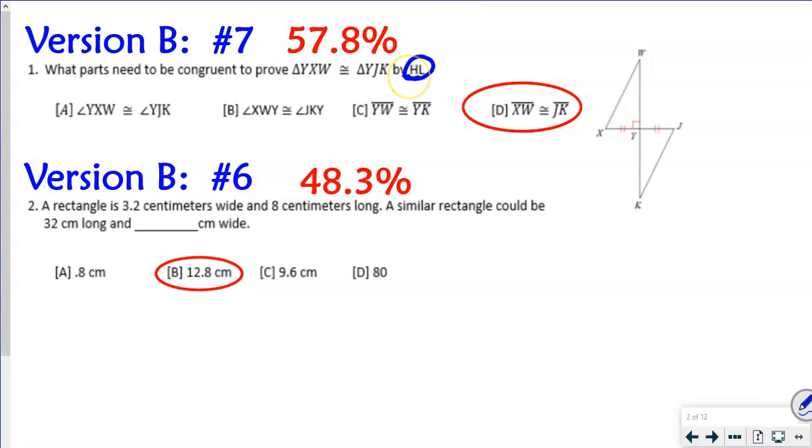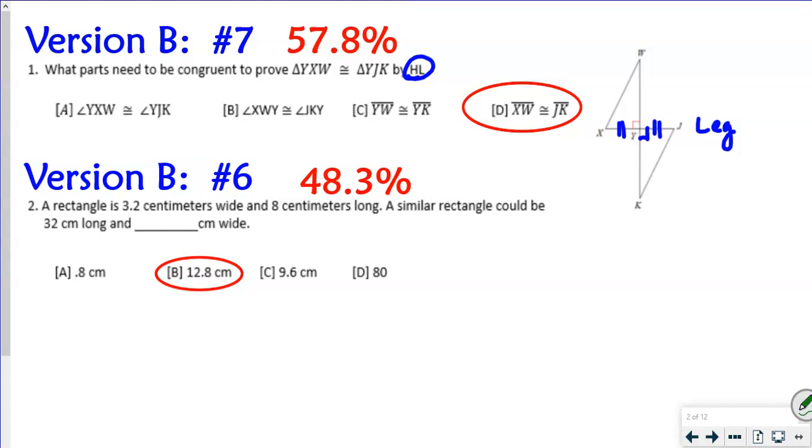Key here, right? So we need to know, first of all, that it's two right angles. That's another right angle because they are vertical angles, okay? Then notice that we have that XY is congruent with JY, and that is a leg, yes? So that means we need the hypotenuse. What we have is a leg, what we need is a hypotenuse.